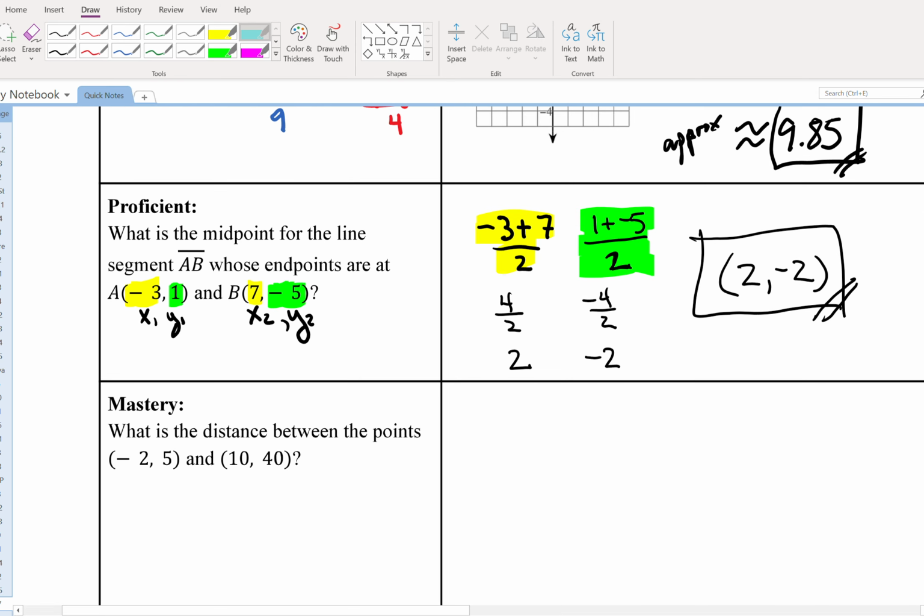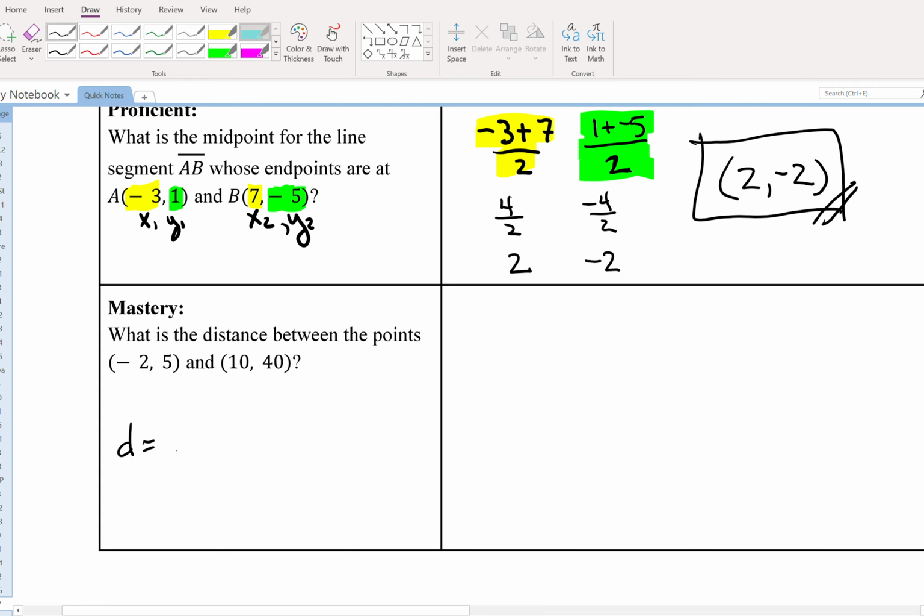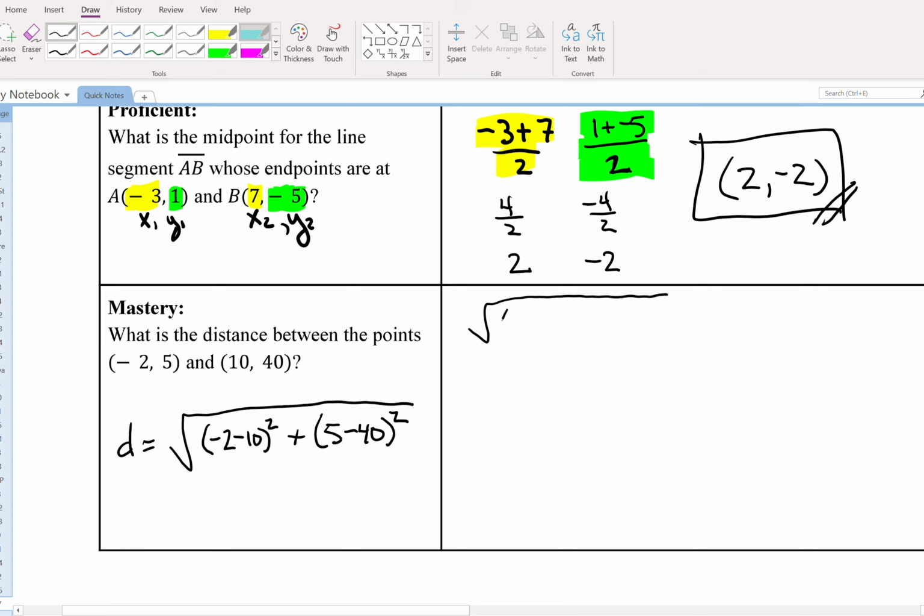Okay, so here once more, what is the distance between the points negative 2, 5, and 10, 40? So I'm going to say the distance is equal to the square root of negative 2 minus 10 squared plus 5 minus 40 squared. And really, literally, you could just put this in your calculator and get a decimal value. If you want to do it by hand, you still might want to use your calculator depending on where your arithmetic skills are. Negative 12 squared plus negative 35 squared.